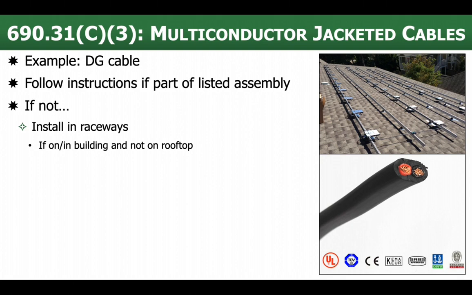So the idea here is, yes, we can run this stuff in free air on the roof, connecting microinverters, whatever we're connecting on the array. But once we're not on the roof anymore, and we're in or on that building, it's got to go inside a raceway, some kind of conduit to protect it. If it's not in a raceway and it's in or on a building, that means what? That means it's on the rooftop, right?